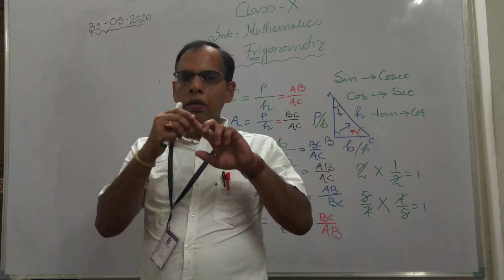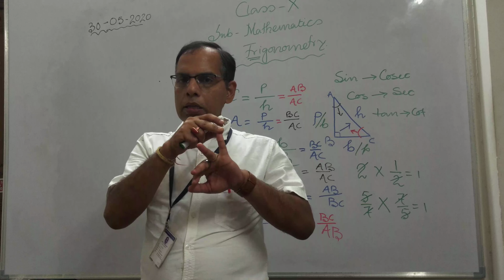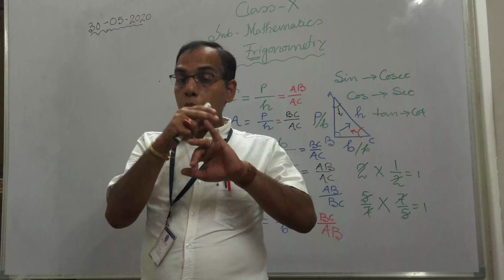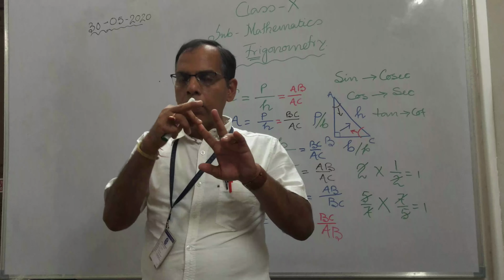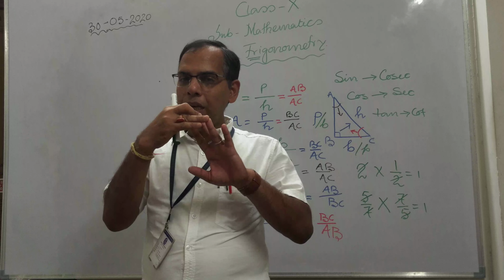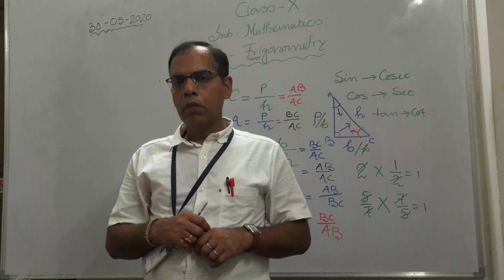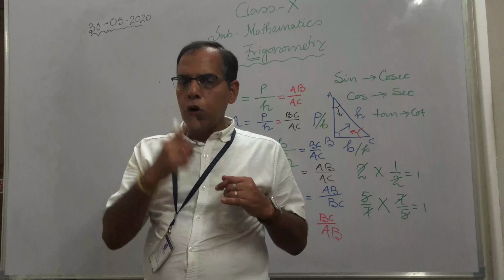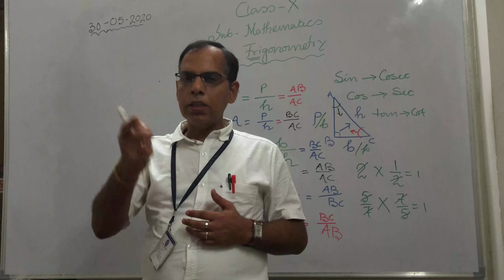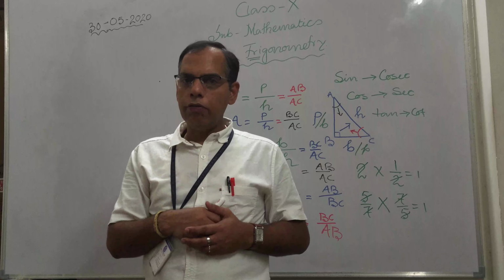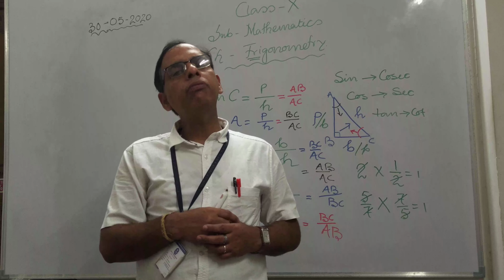What are these? Sine, cos, tan, cosec, sec, and cot. Once again, sine, cos, tan, cosec, sec, cot. Sine is the reciprocal of cosec, or cosec is the reciprocal of sine. Cos is the reciprocal of sec, sec is the reciprocal of cos. Tan is the reciprocal of cot, or cot is the reciprocal of tan.